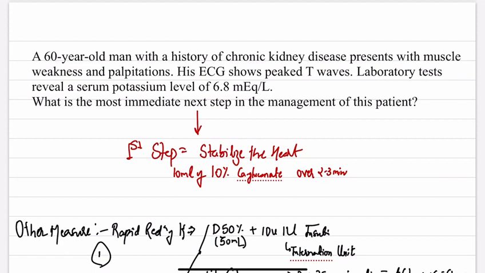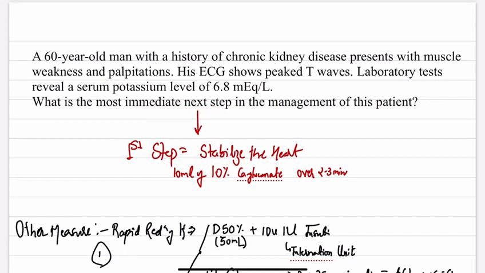Okay, so this is the favorite topic of examiners: hypokalemia and hyperkalemia. A 60-year-old man with a history of chronic kidney disease presents with muscle weakness and palpitation. His ECG showed peaked T waves. Lab tests reveal a serum potassium of 6.8 milliequivalent per liter. What is the most immediate next step in the management of this patient?